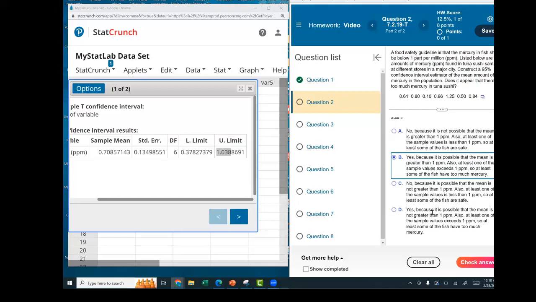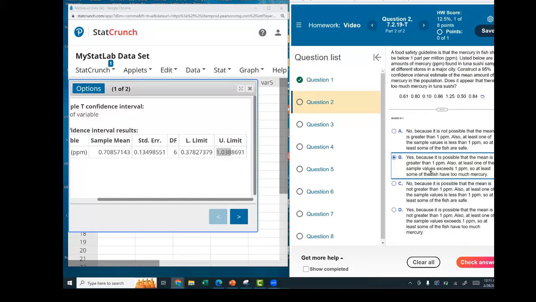And then the last thing says yes. So the question is, does it appear that there is too much mercury in tuna sushi? Yes, because it is possible that the mean is not greater than 1 part per million. And also, at least one of the sample values exceeds 1 part per million. So at least some of the fish have too much mercury. All right, let's see the difference between those two.